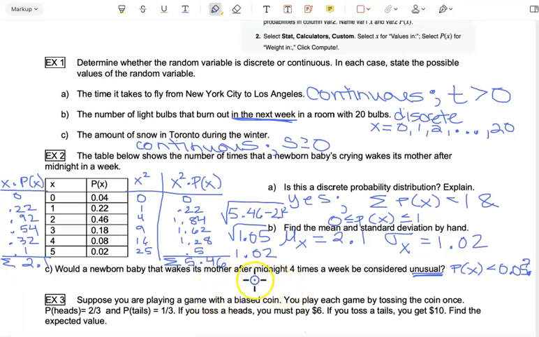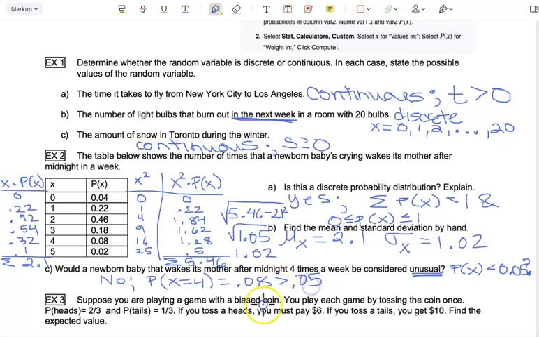So 4 times a week is 0.08. That's not less than 0.05. So we would say no, because the probability of x equals 4 is 0.08, which is greater than 0.05.